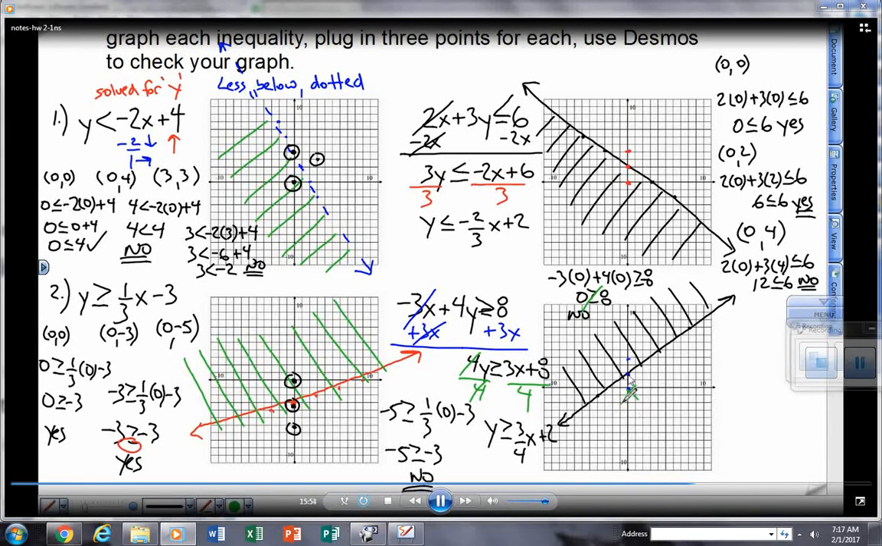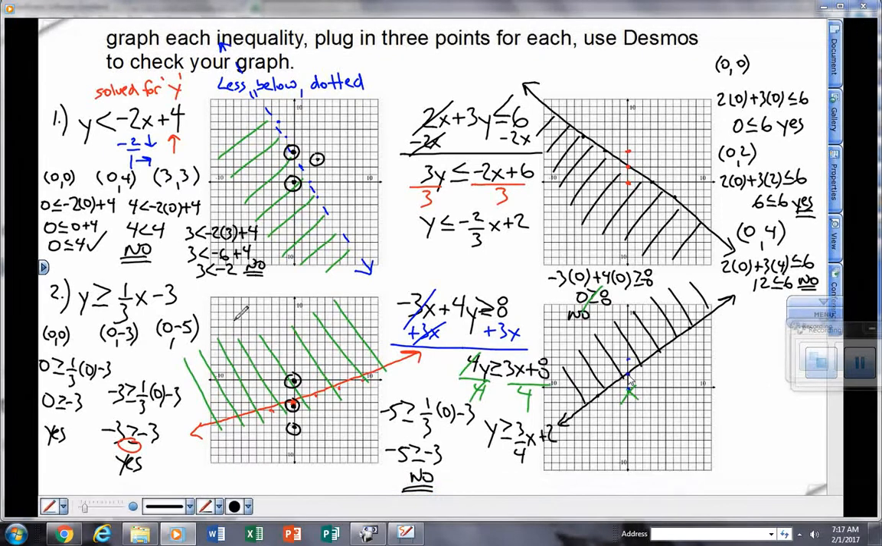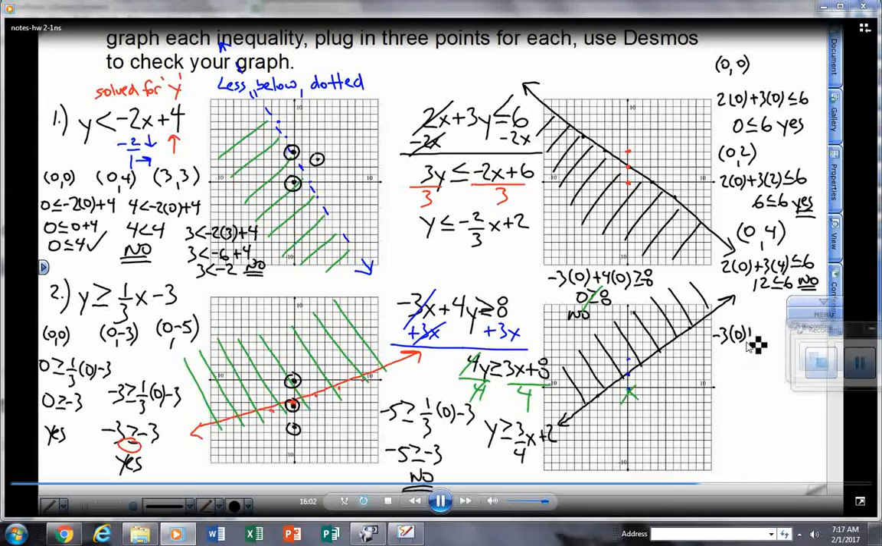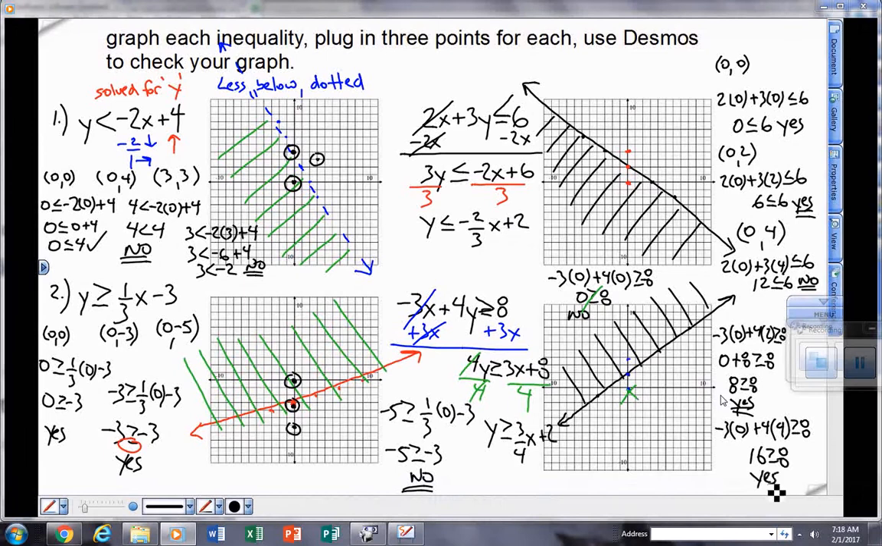Now I'm going to plug in this point right on the line, which should work because it's a solid line. So 0, 2. Negative 3 times 0, where x is, plus 4 times 2, where y used to be. That gives me 8 greater than or equal to 8. That is a true statement because of that equal line under there. So yes, that is true. And then when I plug in 0, 4, that one should work for sure. So 0 for x, plus 4 times 4 for y. And that gives me 16 greater than or equal to 8, and that is a true statement.